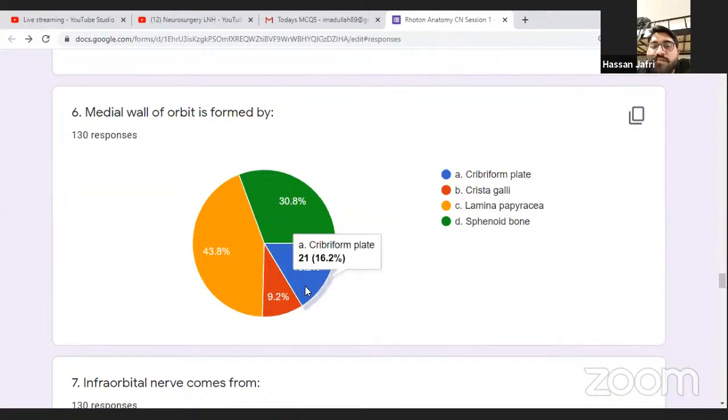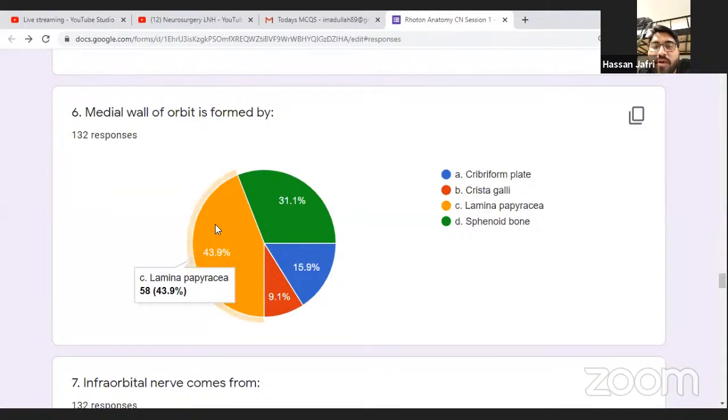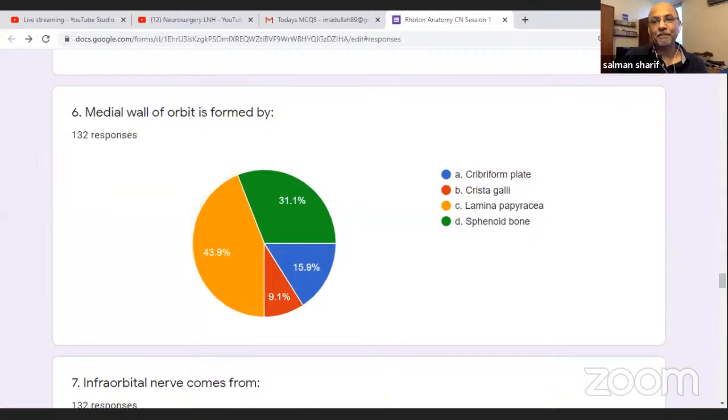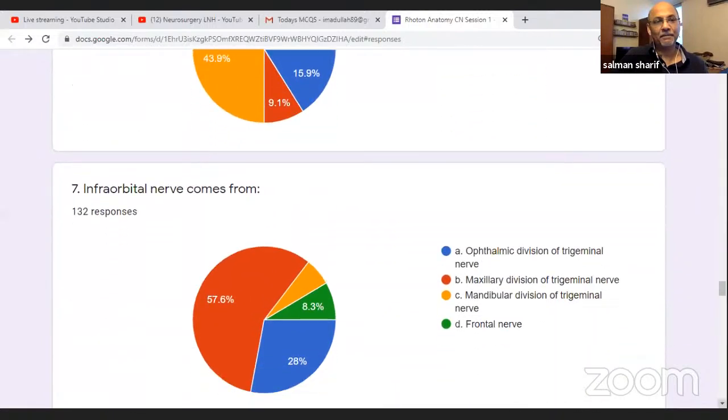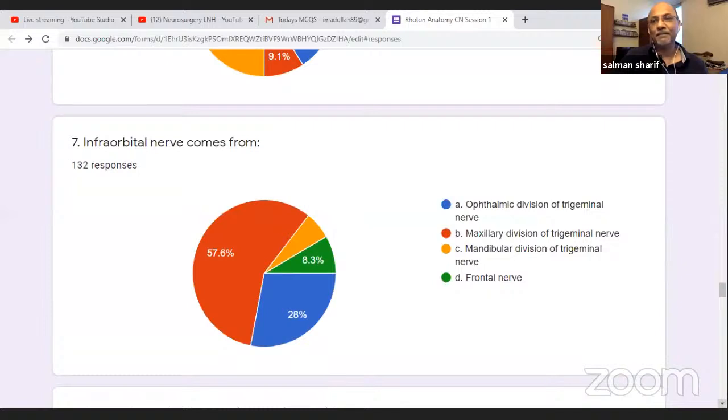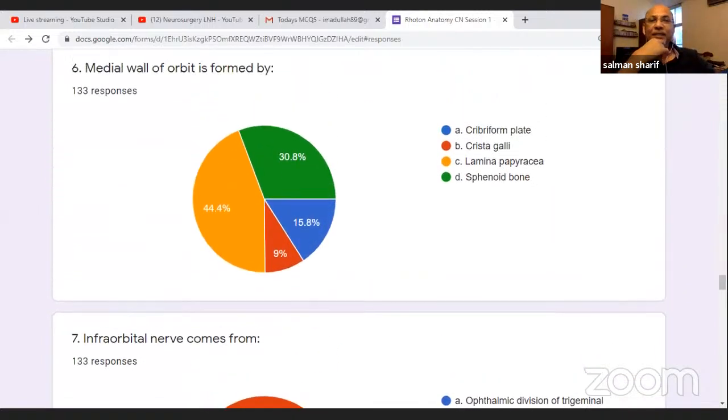Then we have, the medial wall of the orbit is formed by the cribriform plate, crista galli, lamina papyracea, and sphenoid bone. The correct answer is C, which 43% got right, 44%. Okay. Sphenoid bone is also part of the medial wall. What? Sphenoid bone. Can you go back? Have a look at that again. Go to six. Sorry, please, Hassan.